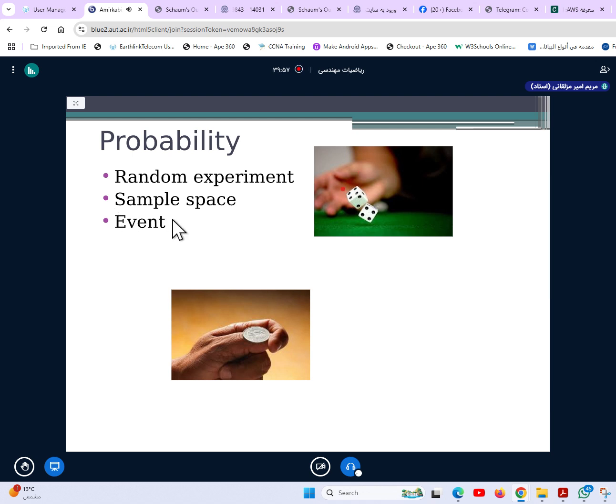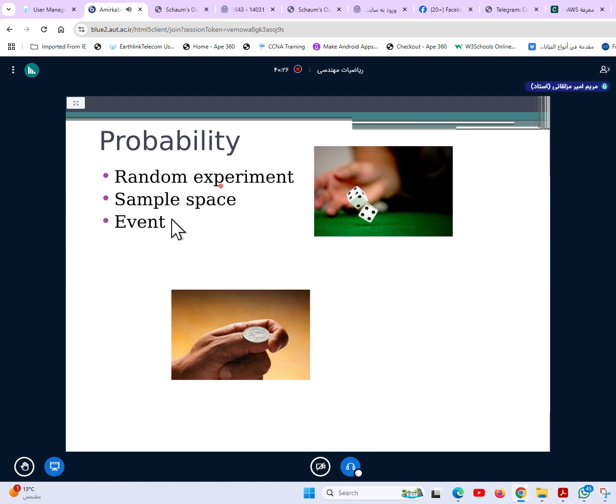For example, rolling a dice. Before rolling a dice, we don't know the result of this experiment. Or suppose tossing a coin. Before doing this experiment, we don't know the result. Such experiments are random experiments. Random experiments are experiments whose result we don't know before doing them.